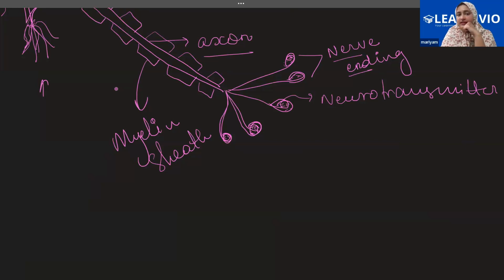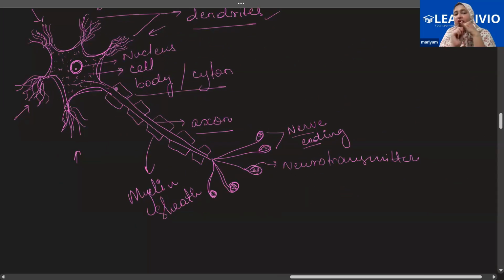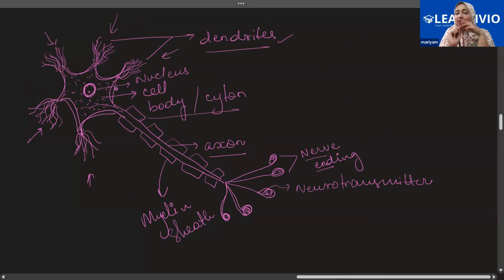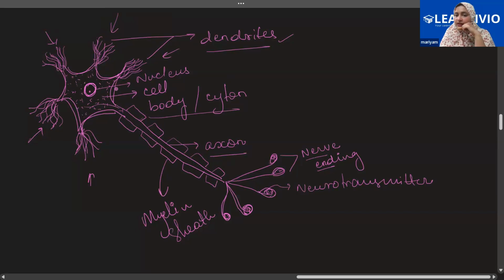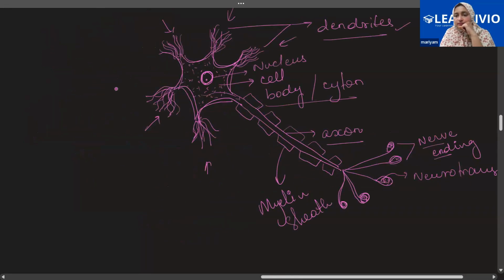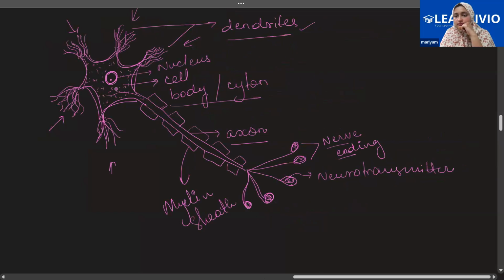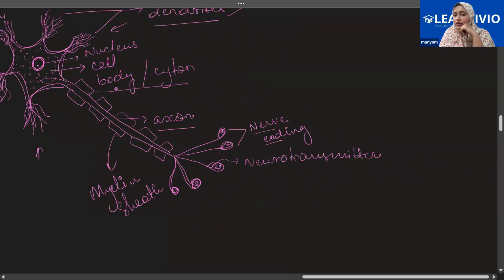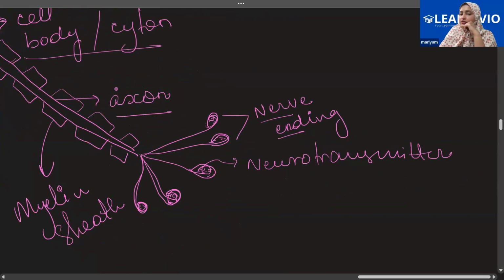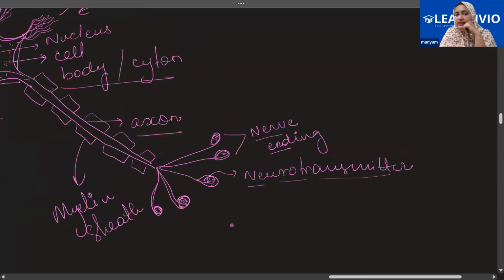So these are the various parts of the neuron. We have dendrites, cell body, axon, and lastly there are the nerve endings. Clear? Any doubts? What's the function of the bulb-like structures? It stores the neurotransmitter, the storage of neurotransmitter. That is the function of the nerve endings. Okay.